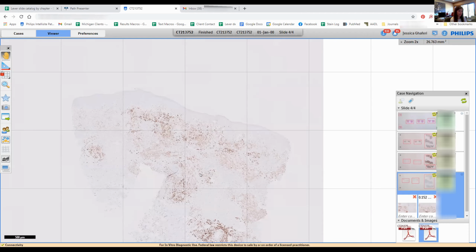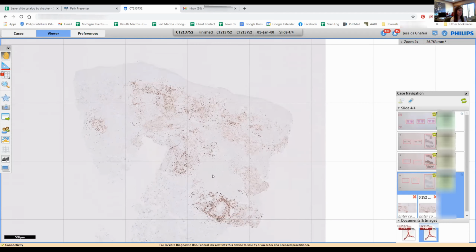Now, your differential here may include ALCL, but in the setting of self-regressing papulonodules in multiple different stages of evolution with ulceration, that clinical history really fits well with lymphomatoid papulosis.